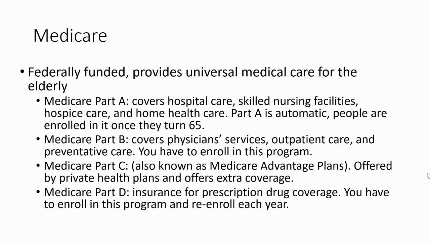Medicare Part B covers physician services, outpatient care, and preventative care. Now this you would have to enroll in. It's not automatic. Part C is also known as Medicare Advantage plans. It's offered by private health insurance plans and offers extra coverage. Again, you would have to enroll and pay for this one. And Part D is insurance for prescription drug coverage. Again, you'll have to enroll in this and re-enroll in it each year. And there is also a payment for it.